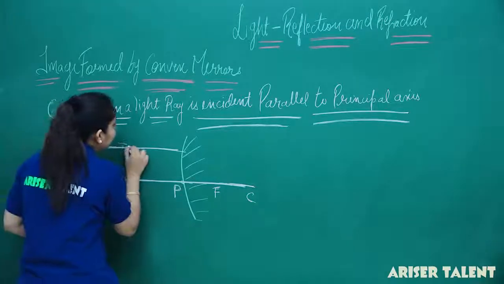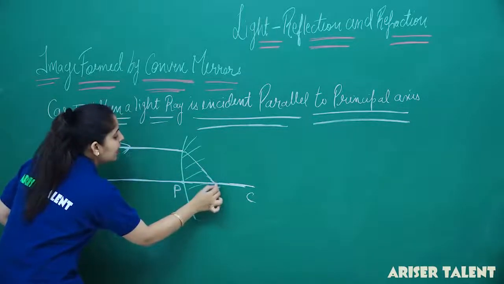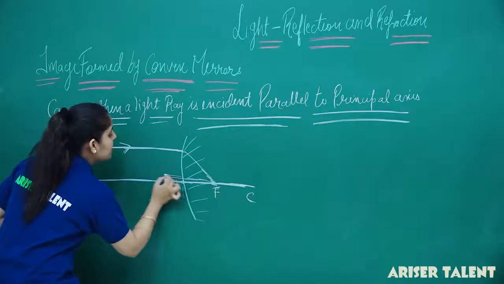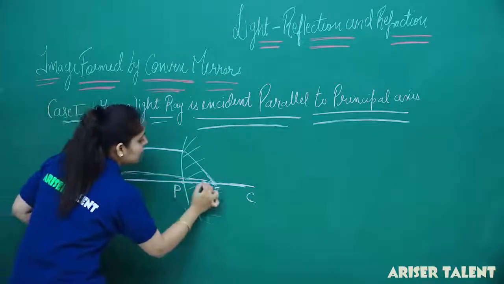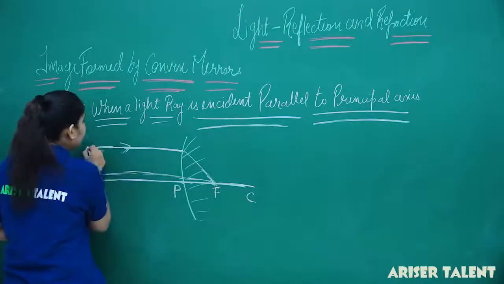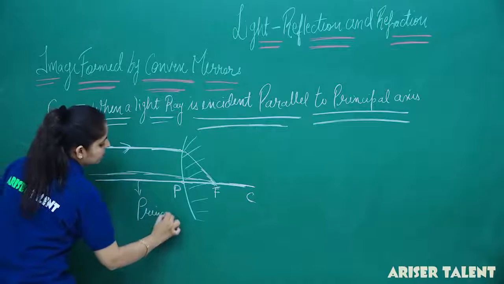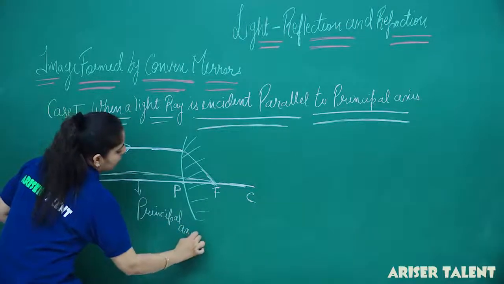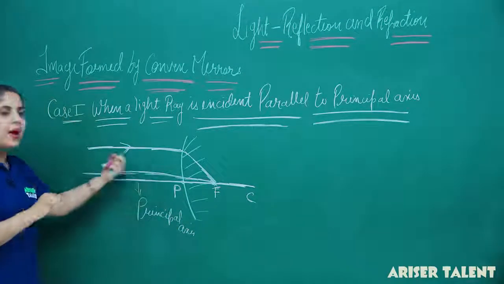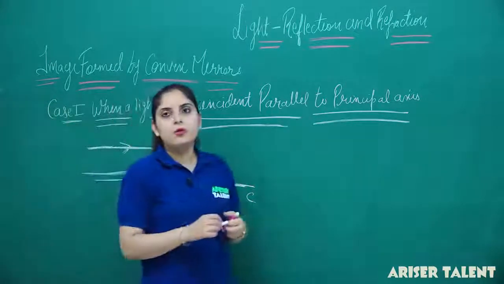When a ray of light is passing parallel to the principal axis, after passing through the focus, it will follow the same parallel path. So, this will be the ray diagram in case of the light ray incident parallel to the principal axis. It means when a light ray is coming parallel to the principal axis, and after passing through the focus, it will again follow the same path behind the mirror.